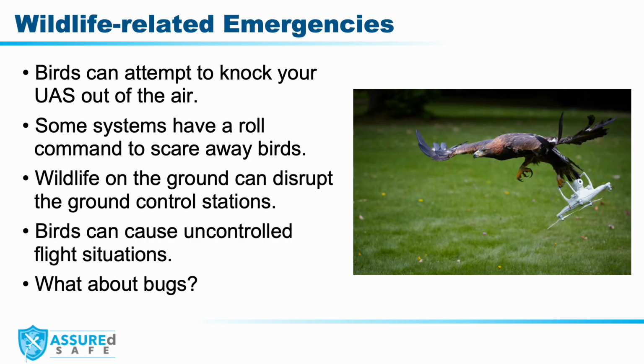Wildlife can cause emergencies for uncrewed aircraft. Birds can attempt to knock your drone out of the air. Some systems have a roll command button to scare away birds. This can be useful depending on your location and proximity to wildlife. Wildlife on the ground can disrupt the ground control stations and may cause uncontrolled flight situations. What about bugs? Well, they too can be a nuisance. Think about having some bug spray on hand depending on your location and the time of the year.